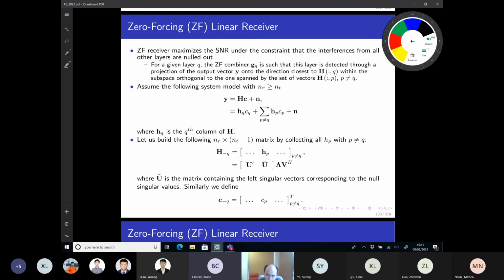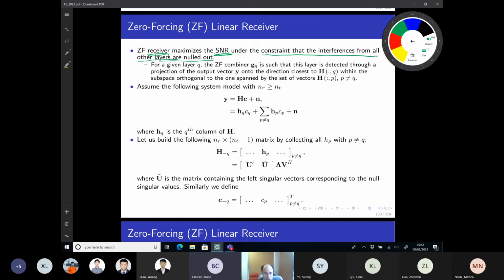Okay, so what the zero forcing combiner does, or the zero forcing receiver, when I was doing the pseudo inverse, what we try to do is to maximize the SNR under the constraint that the interference from all other layers or streams, the same thing, are nulled out. Right? So important bit with zero forcing, you want to make sure that any interference from the other streams is completely forced to 0. That's completely nulled out, right?